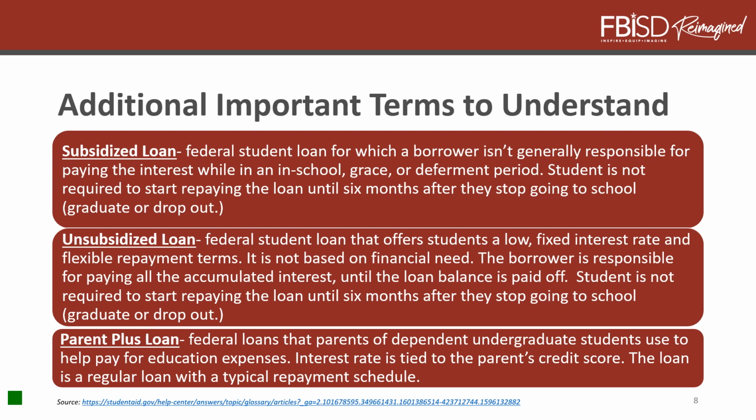A Parent Plus loan is a federal loan that parents of a dependent undergraduate student can access to help pay for educational expenses. The interest rate is tied to the parent's credit score. A Parent Plus loan is a typical loan with a regular loan repayment schedule. As soon as the parent starts the loan, the parent needs to start repaying the loan. It cannot be deferred for the 6 months after the student graduates like the unsubsidized and subsidized loans.